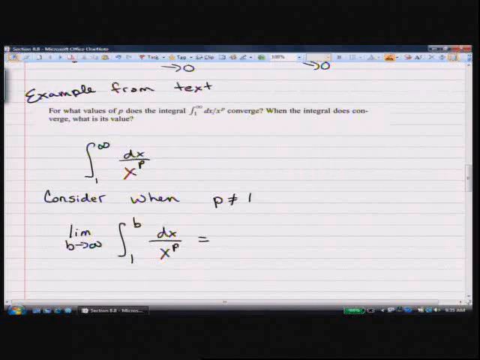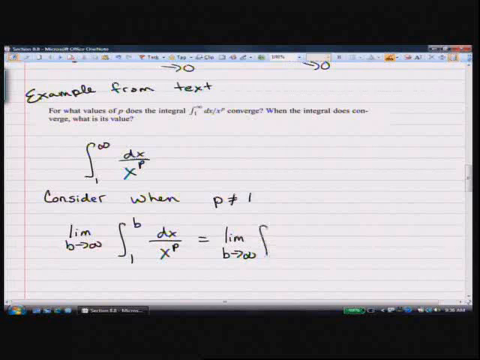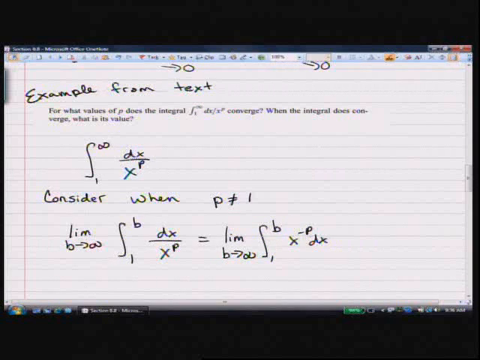How would that integrate? How do you handle that? What is the antiderivative, as long as p is not 1? Well, you can sort of think of it as x to the negative p dx, right? And so then what do you do to that? If it were x squared, what do you do? You add 1 to the exponent and put it over it, right?